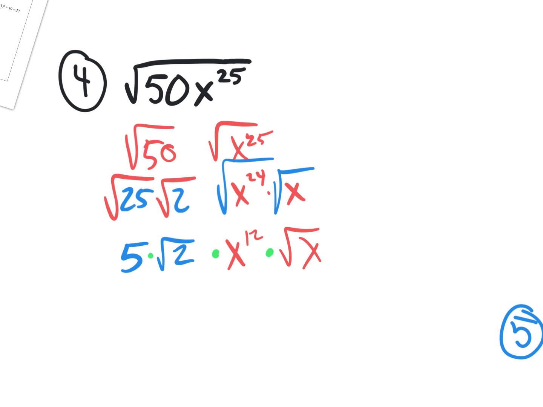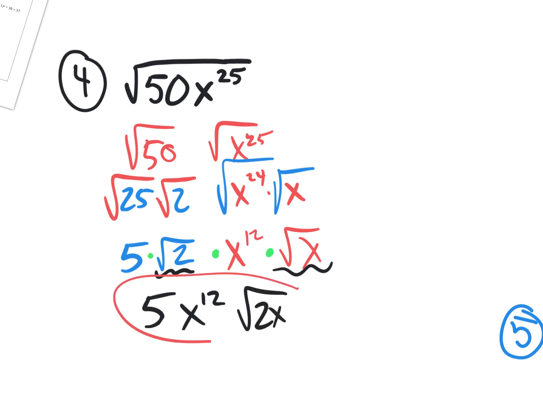Because it's all pure multiplication, we could rearrange it to make it look nice. Let's put the 5 first, the variable next, and then I'm going to actually take both square roots, and instead of splitting the roots, I'm going to put them back together. So these are split. I'm going to put them back together and multiply the 2 times x, which would give me 2x. So I have the square root of 2x. So here's my final answer, 5x to the 12th, square root of 2x.